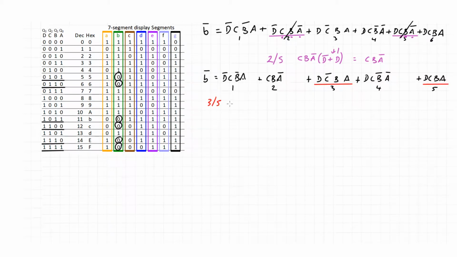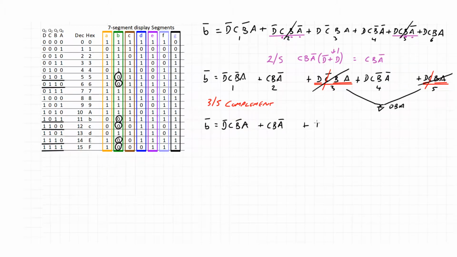So terms 3 and 5, we have common factors of D B and A. So it's the C that's a redundant term from the complement law. Then clean it up again. Those two terms gave us D B A. But you only need to write D and B and A once. Label them again. The second and fourth terms, can you see anything?